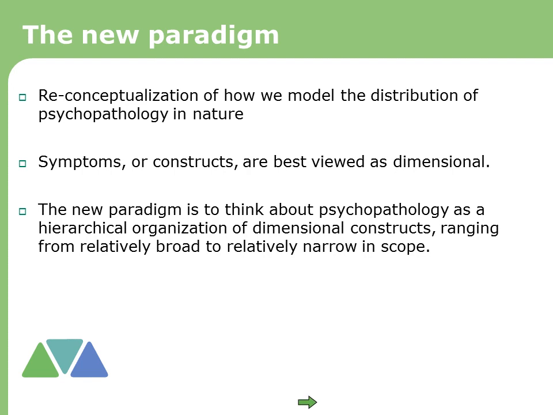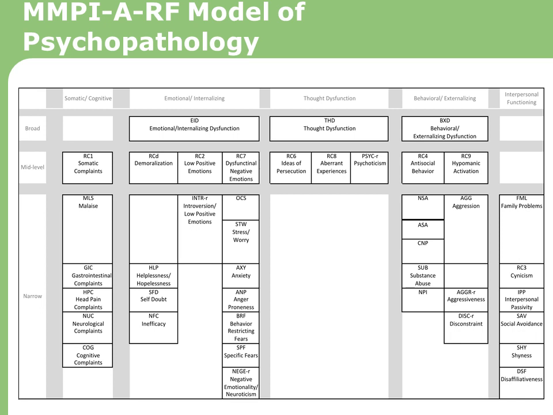What does this kind of hierarchical model look like exactly? Well, this is what it looks like on the MMPI-A. We have, at the very top, very broad measurement categories. Emotional internalizing dysfunction, which covers the entire domain of problems in terms of feelings or emotions. Thought dysfunction, which covers the broad domain of any problems in cognition or thought processes. And behavioral externalizing dysfunction, which is a broad category covering any behavioral disturbances.